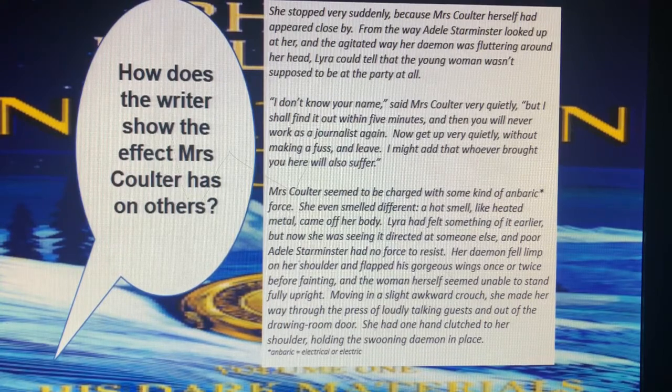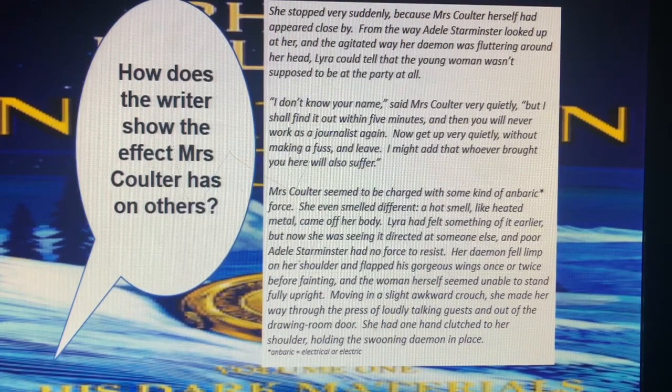"I don't know your name," said Miss Coulter very quietly. The adverb "quietly" here might suggest that she's sly or devious, or deliberately someone who cannot be trusted. "But I shall find it out within 5 minutes, and then you'll never work as a journalist again." The "you will never work as a journalist again" implies Miss Coulter is someone who uses threats to get what she wants. She appears to be a dangerous woman who deliberately threatens others to get what she desires.